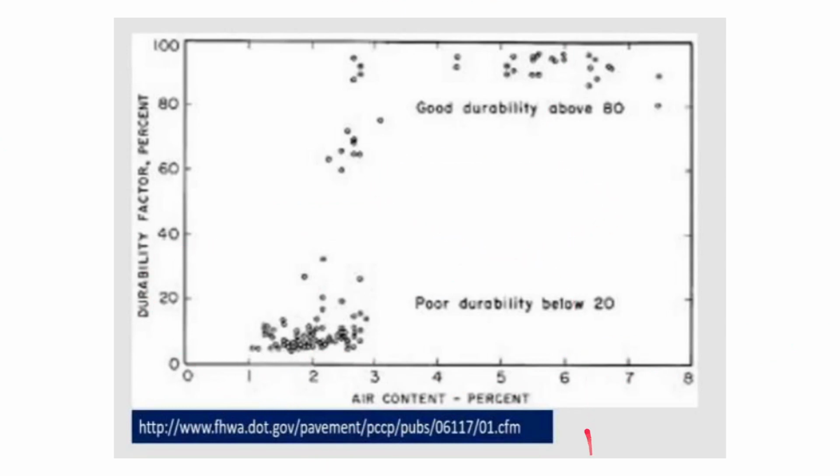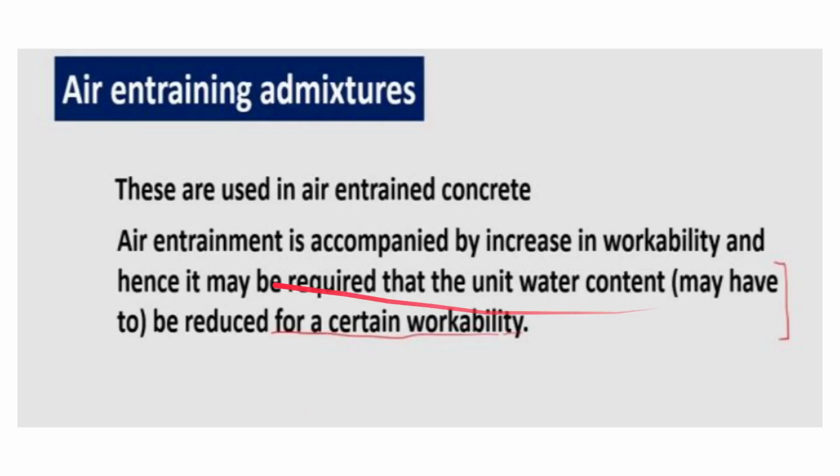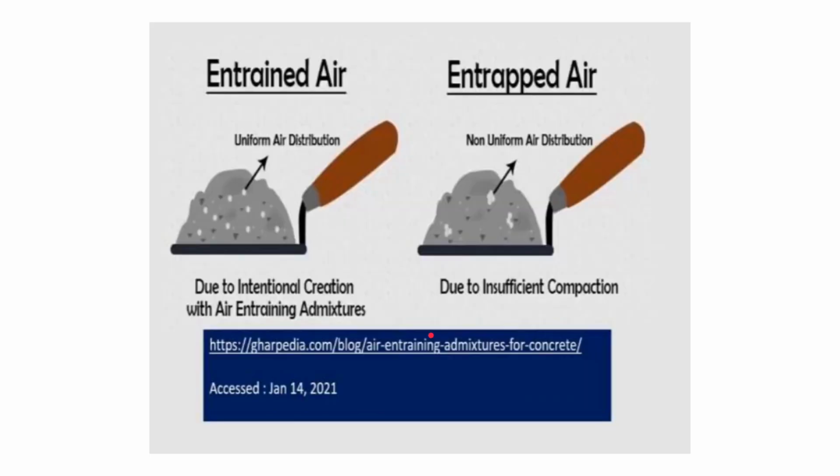So that is the reason why it is important to have this, and for that we use air entraining agents, admixtures. The difference between entrained air and entrapped air is that entrained air contains an air distribution which is uniform. Because of that, there is very little chance of cracking and shrinkage.